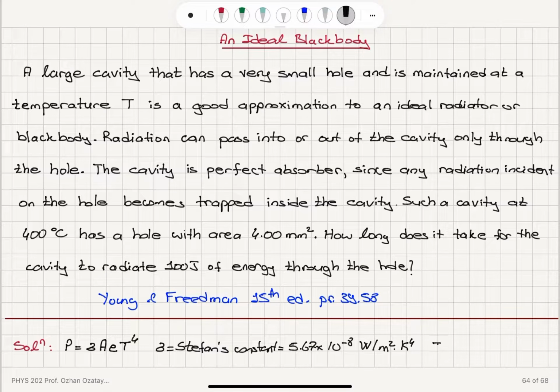The temperature given here is in degrees Celsius. We have to convert to absolute temperature, 400 plus 273, which is 673 Kelvin. Surface area is 4 millimeters squared, that is 4 times 10 to the minus 6 meters squared. Emissivity for a blackbody is 1 because it emits all the radiation it absorbs.